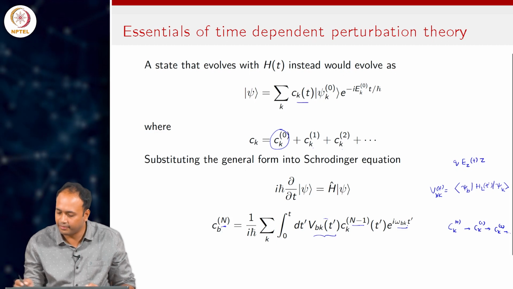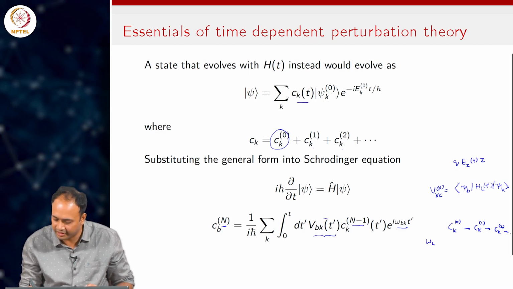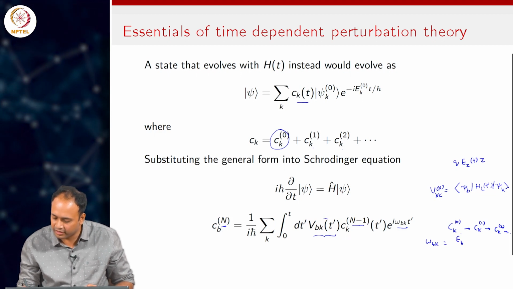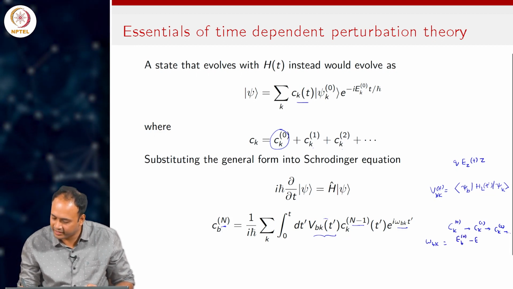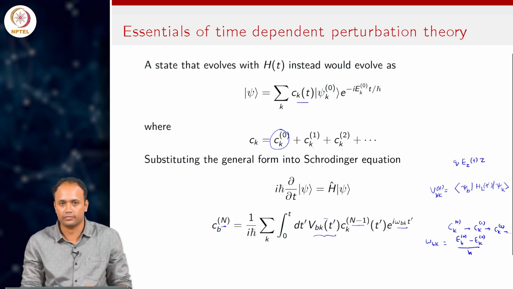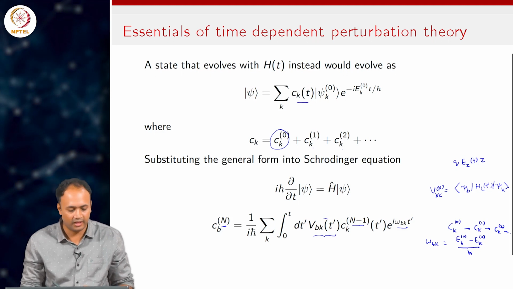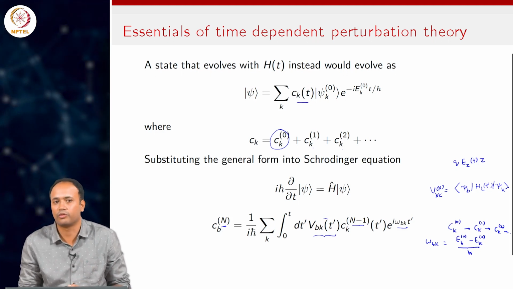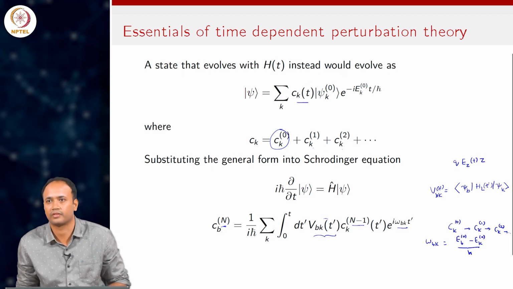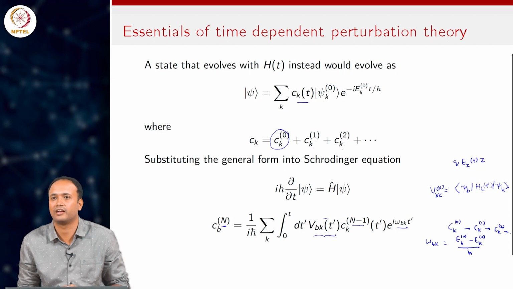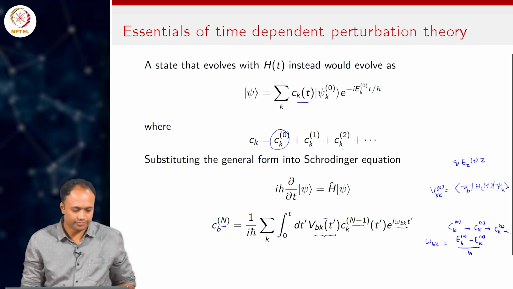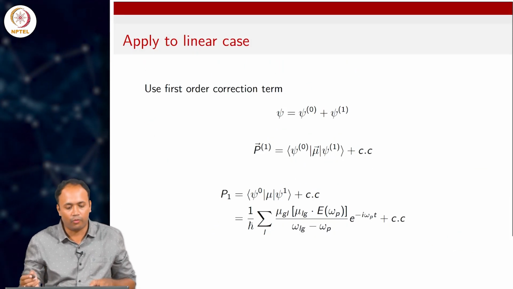Now, what is this omega bk? Let me also define this omega bk. This is nothing but the energy of the B state minus the energy of the K state divided by h bar, okay, that is this omega bk. Now, this is a general recipe to compute the state of the system with this extra operator. Okay, any questions until here? All fine? Yes. Okay, now what?